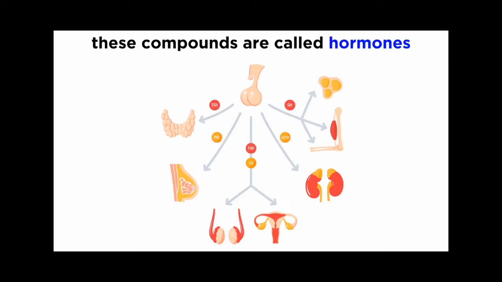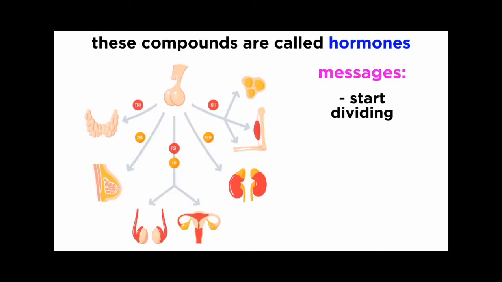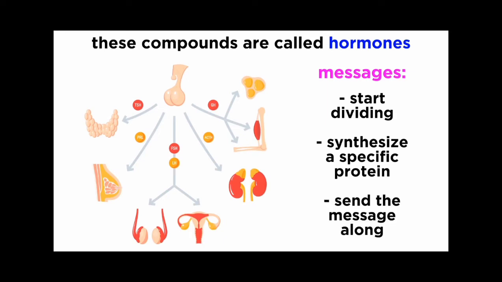These compounds are called hormones, and the messages they carry may tell cells to start dividing or to start synthesizing a particular protein, whether their target is a particular tissue or if they simply act as intermediaries that communicate with other endocrine glands.